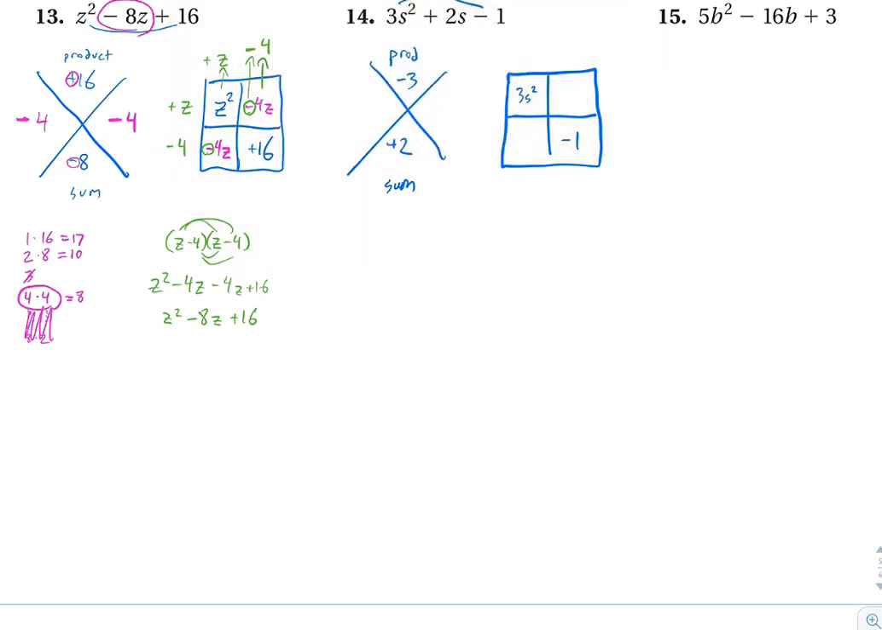Well, the only things that multiply to make 3 are 1 and 3. And one has to be negative and one positive. And in the end, there's more positives. So it's a positive 3 and negative 1. Double checking, right product, right sum. Great. So this is minus 1s and plus 3s.